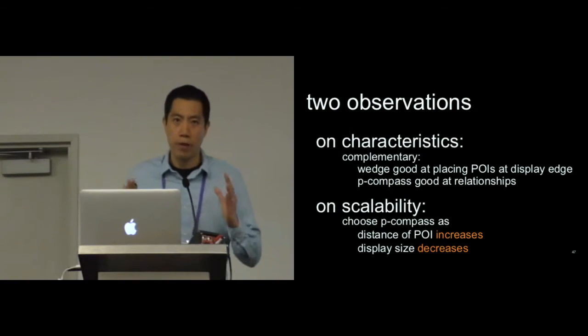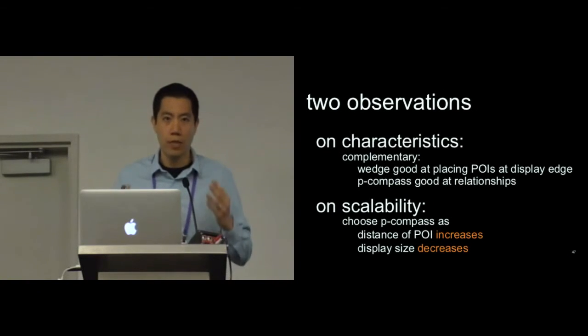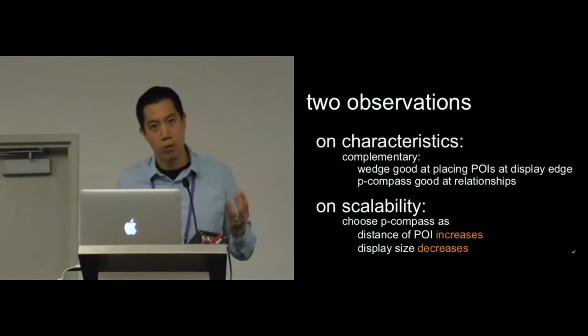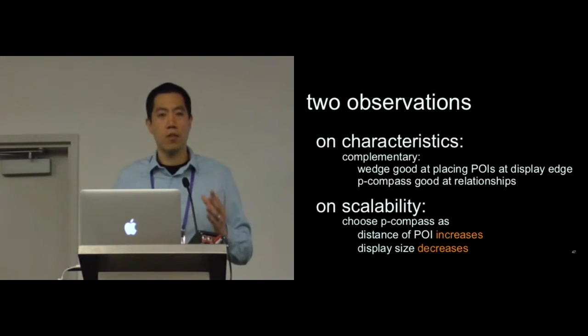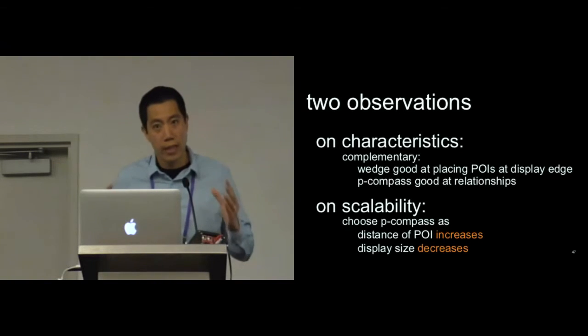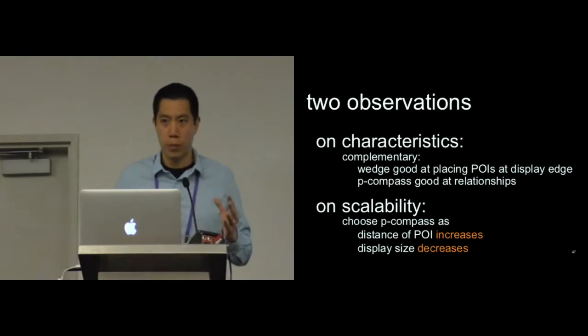To recap, we made two observations. Our first observation is on characteristics. We found that the two techniques are complementary. Wedge's strength is to place a POI at the display edge, while P-Compass' strength is to communicate relationships. However, on scalability, as the distance of the POI increases or the size of the display decreases, one should choose P-Compass over Wedge.